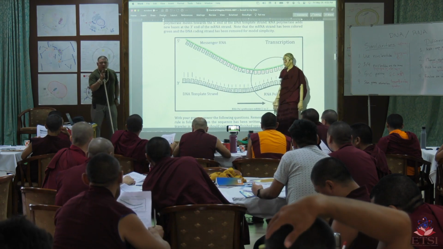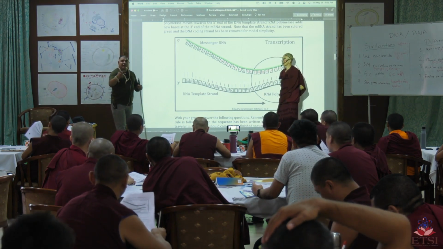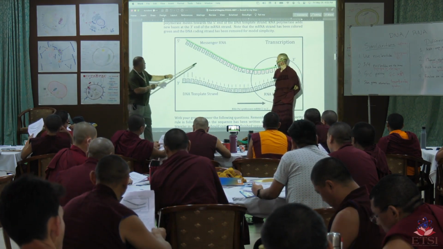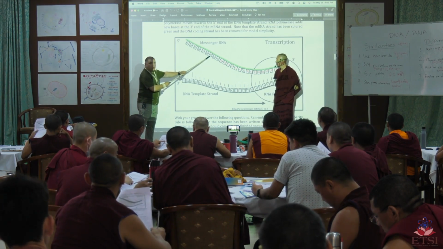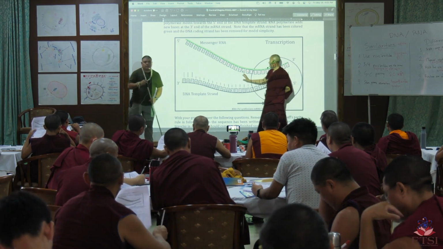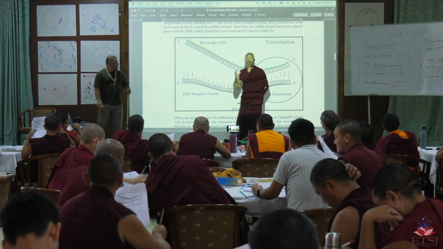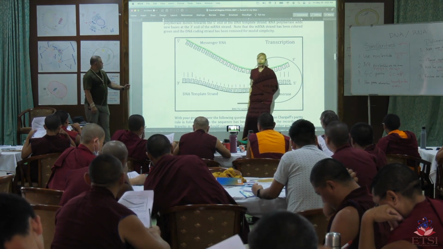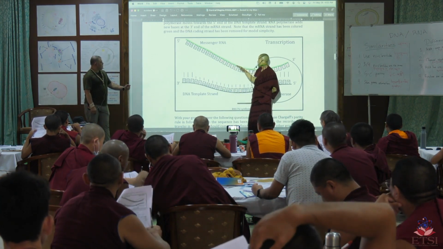So a very easy way to know whether you are working with DNA or RNA is by knowing whether you have U or T.